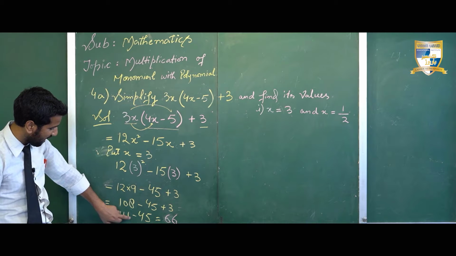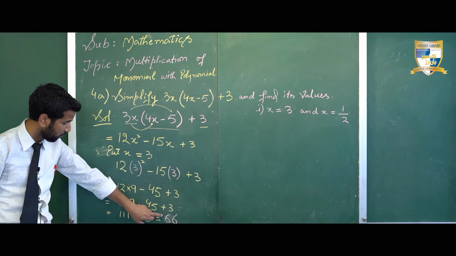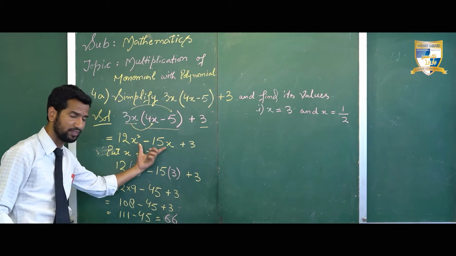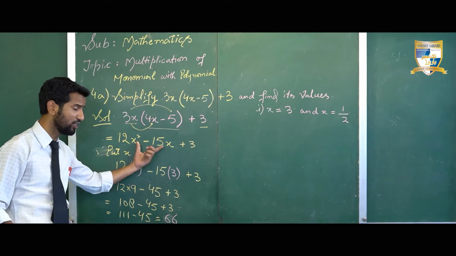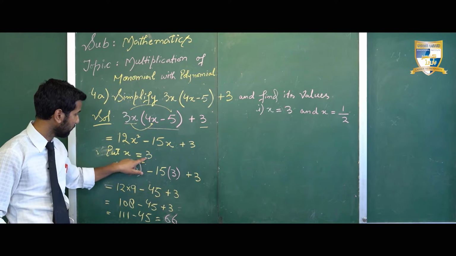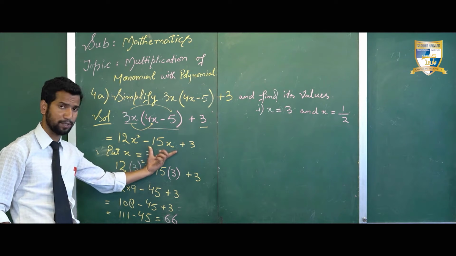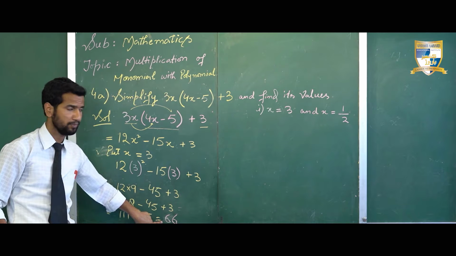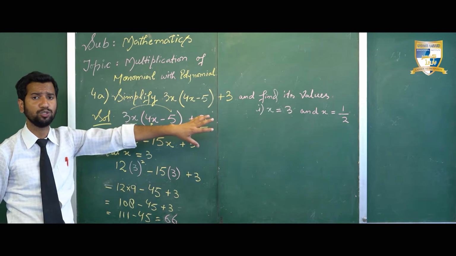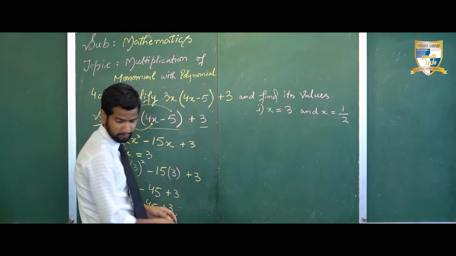So 111 minus 45 will be equal to 66. So 66 is the value of this expression when you replace x with 3. By replacing x with 3, the value of this expression becomes 66. The second part of this question is, what about if you replace x with 1 by 2? So let's check.